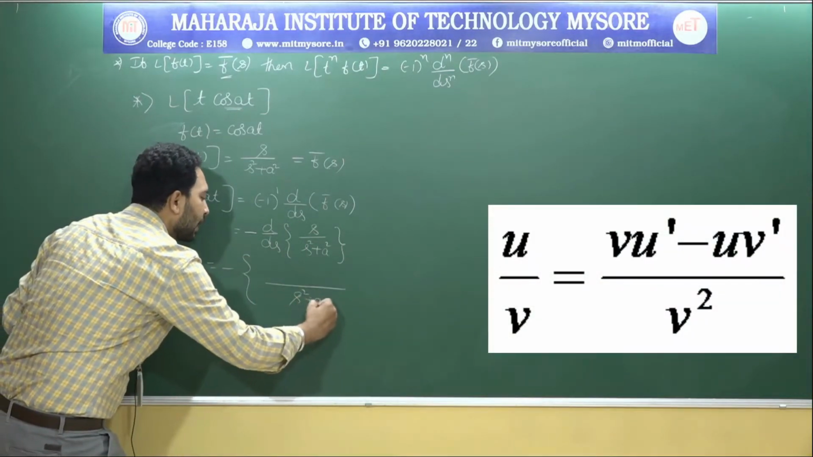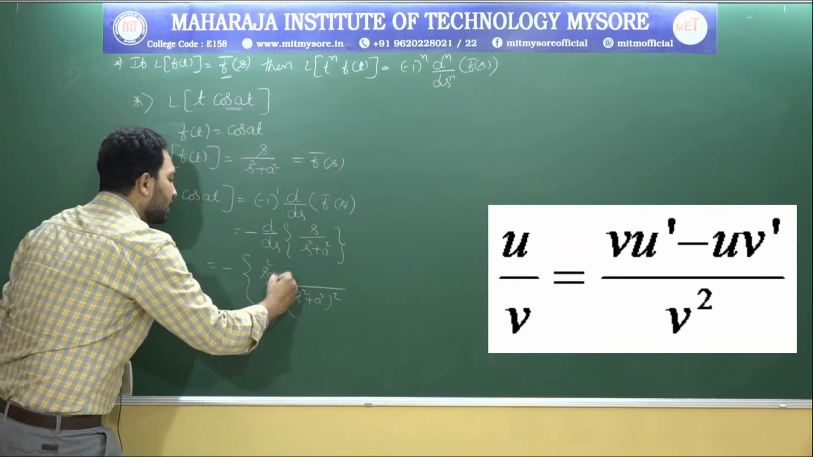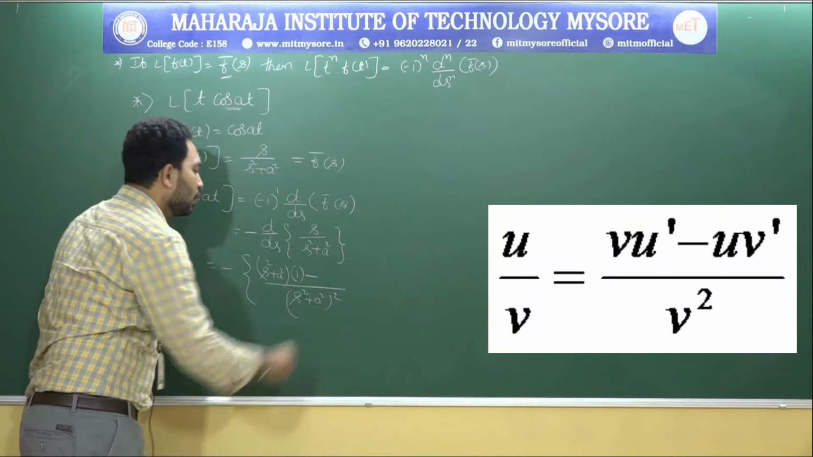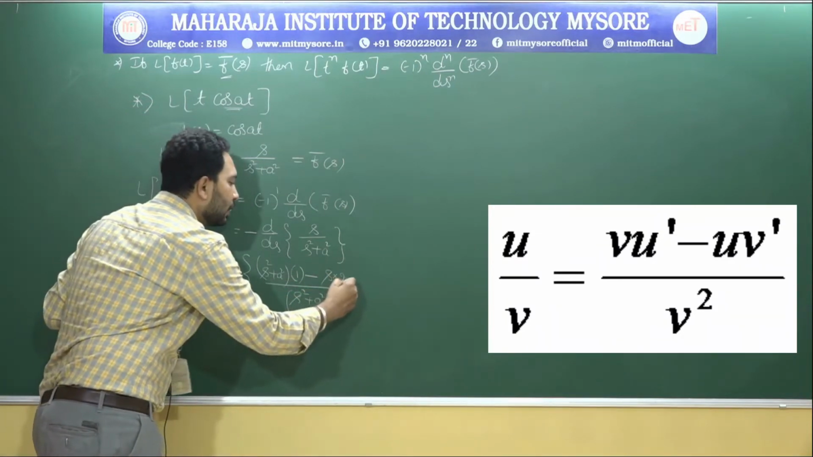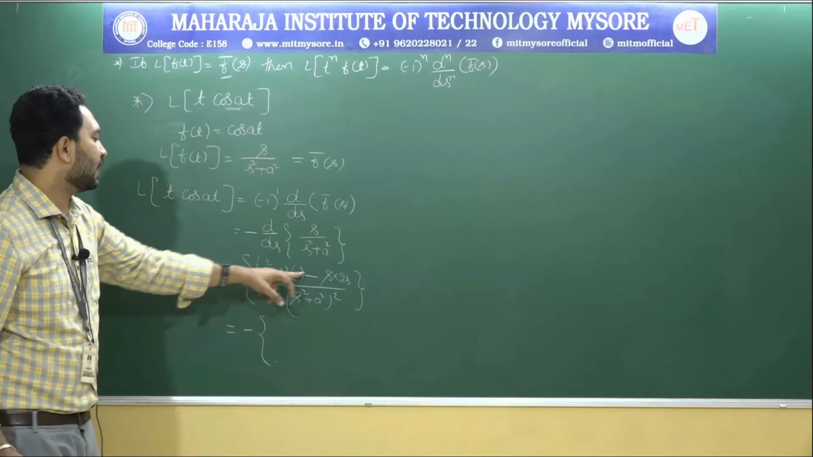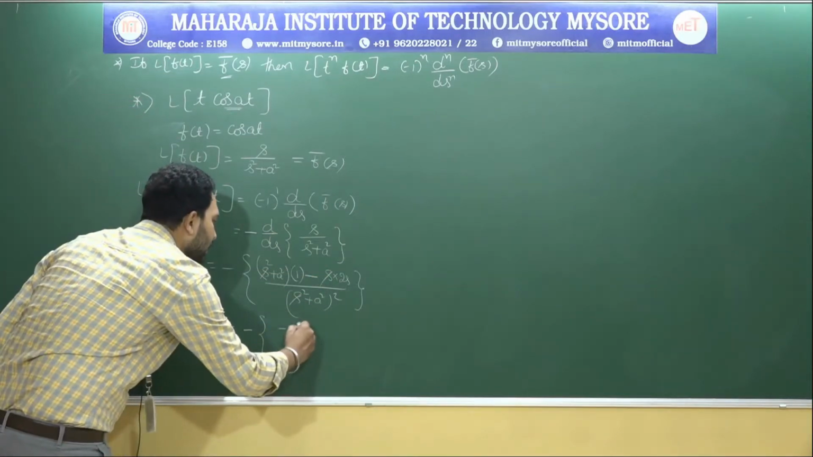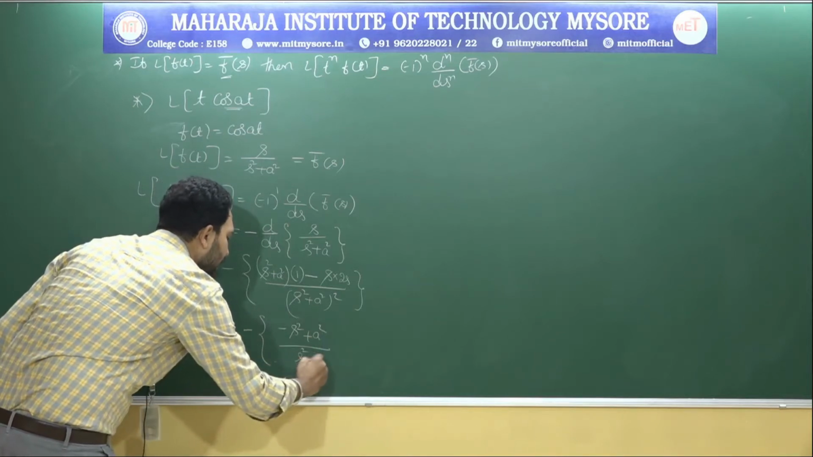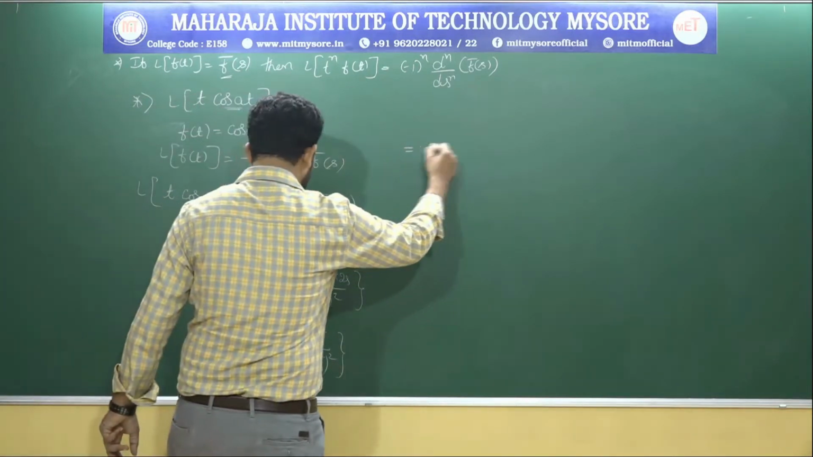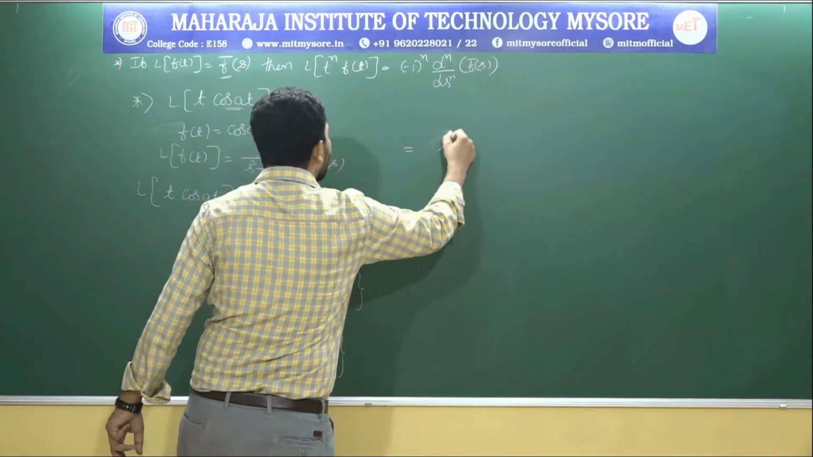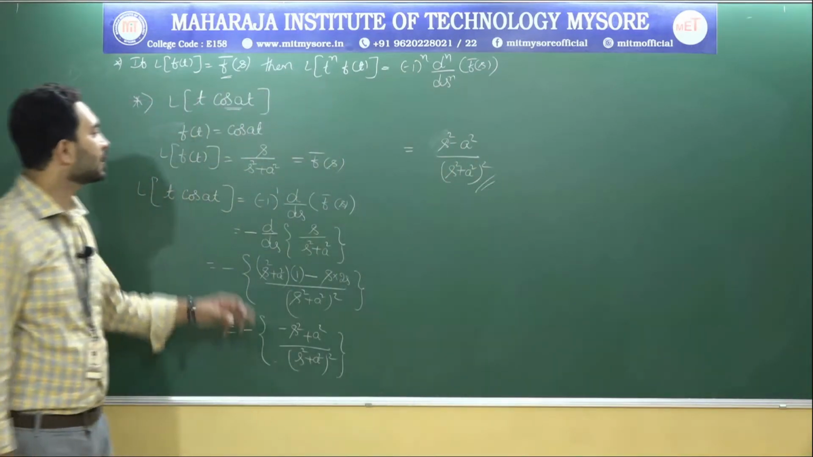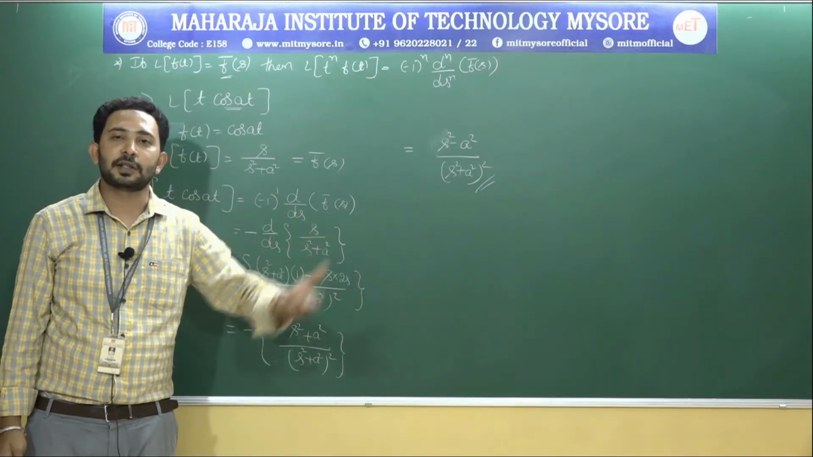Denominator whole square, s square plus a square whole square, denominator into differentiation of numerator, it is 1, minus numerator s into differentiation of denominator is 2s. So finally we get minus s square plus a square minus 2s square, s square minus 2s square, it is minus s square plus a square divided by s square plus a square power 2. So if I multiply minus here, we will get the result as s square minus a square divided by s square plus a square whole square. So this is the required result for Laplace of t into cos at.